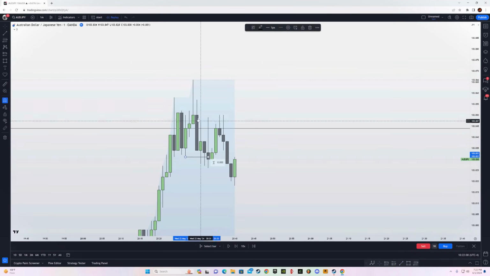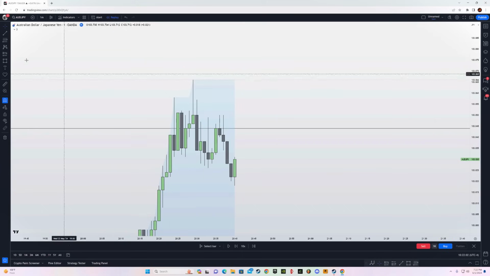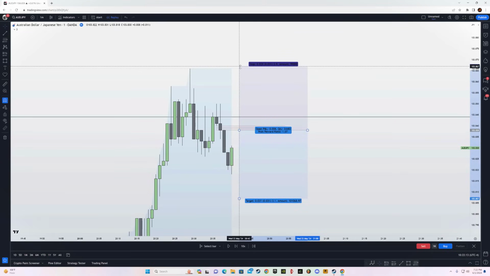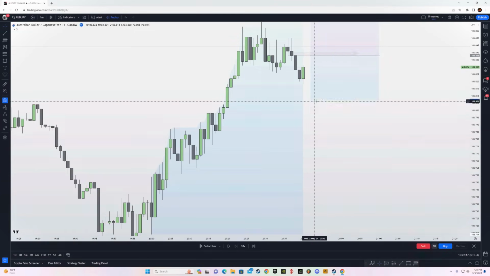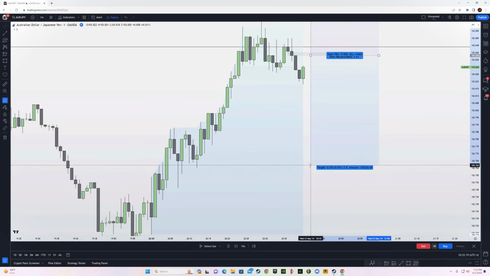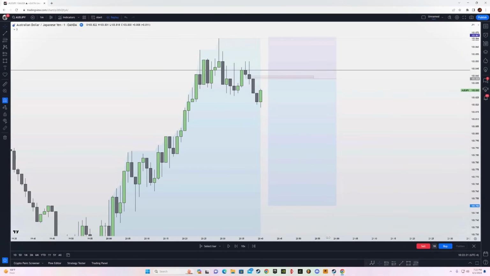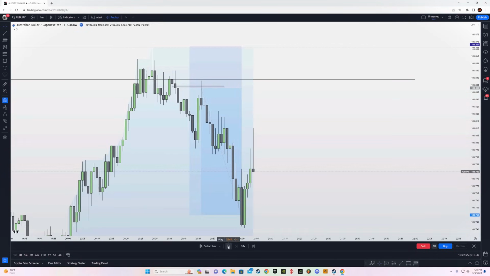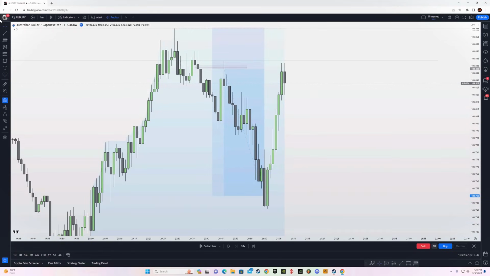We had a shift here, but there was no fair value gap, but then we had a break of structure with a fair value gap formation. So this is going to be my fair value gap. This is going to be my entry, stop right above the high, and we'd go for 1 to 2 or 1 to 3. So let's see how this plays out. We get a tap, and the take profit level was hit, taking out this level.